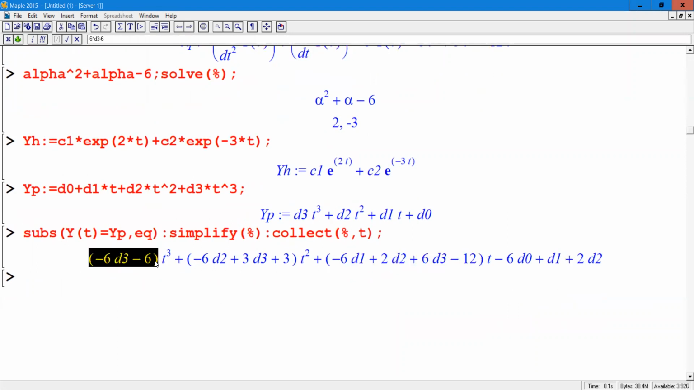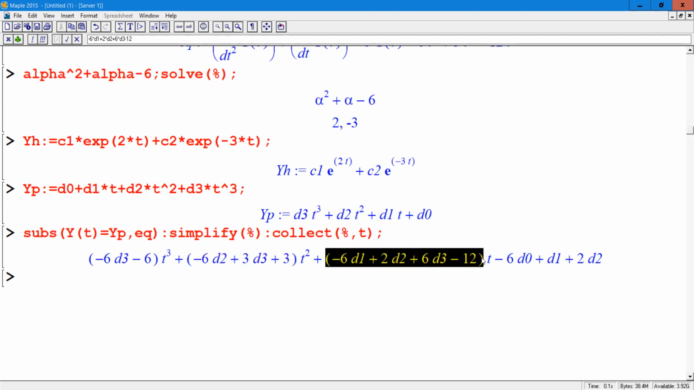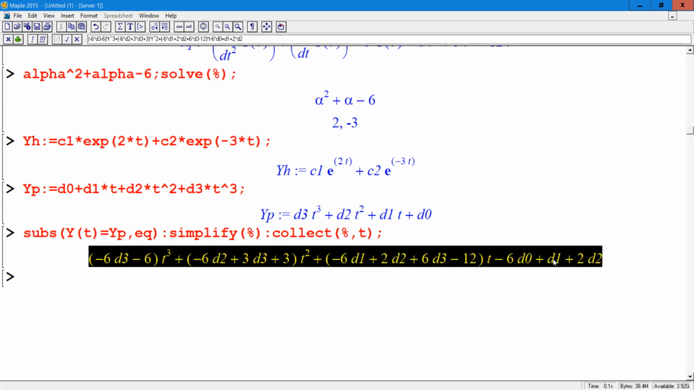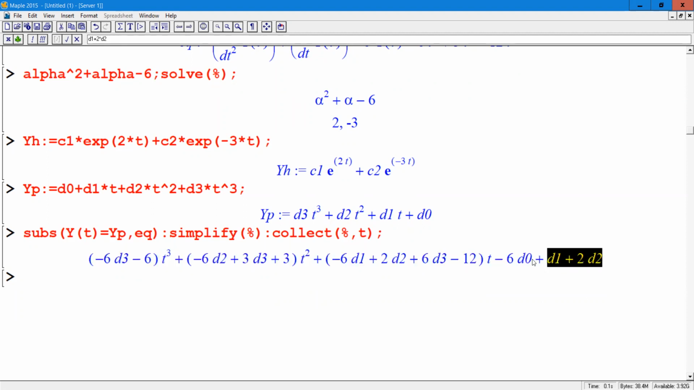The first equation is the coefficient of t cubed. The second equation is the coefficient of t squared. The third equation is the coefficient of t. And finally, this is the last equation, minus 6d0 plus d1 plus 2d2. So we will have 4 equations.